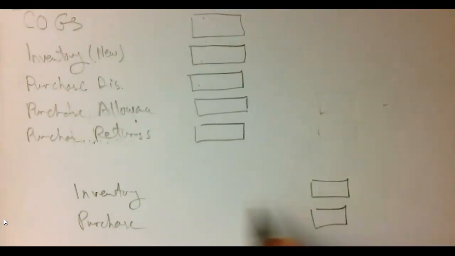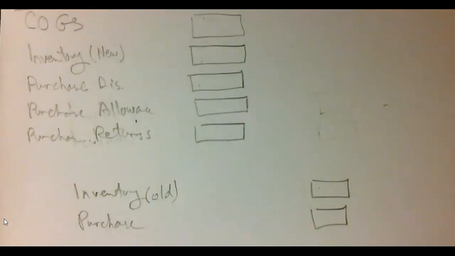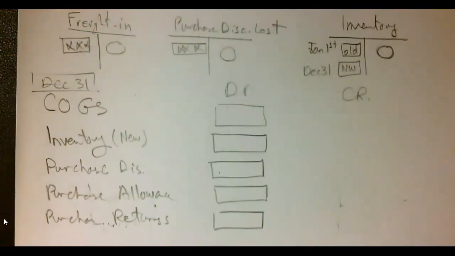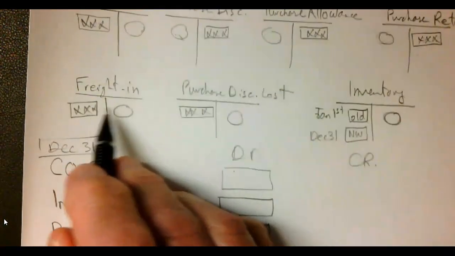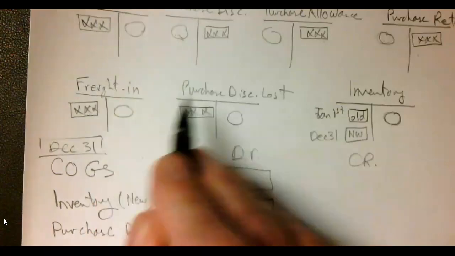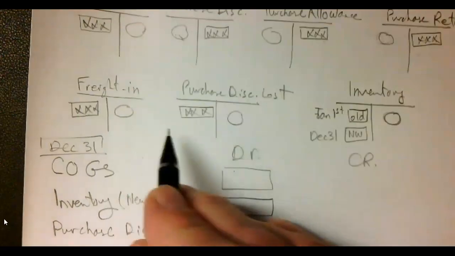Inventory will be credited to close. That's old inventory, that's last year December 31st inventory. Whatever the balance is, that will be credited to close. And purchases, normal balance is a debit, so you credit that also to close. And at the same time, you see you have freight in here, right? It's a debit. You credit that, and you credit purchase discount loss to close. So those two need to be also credited.